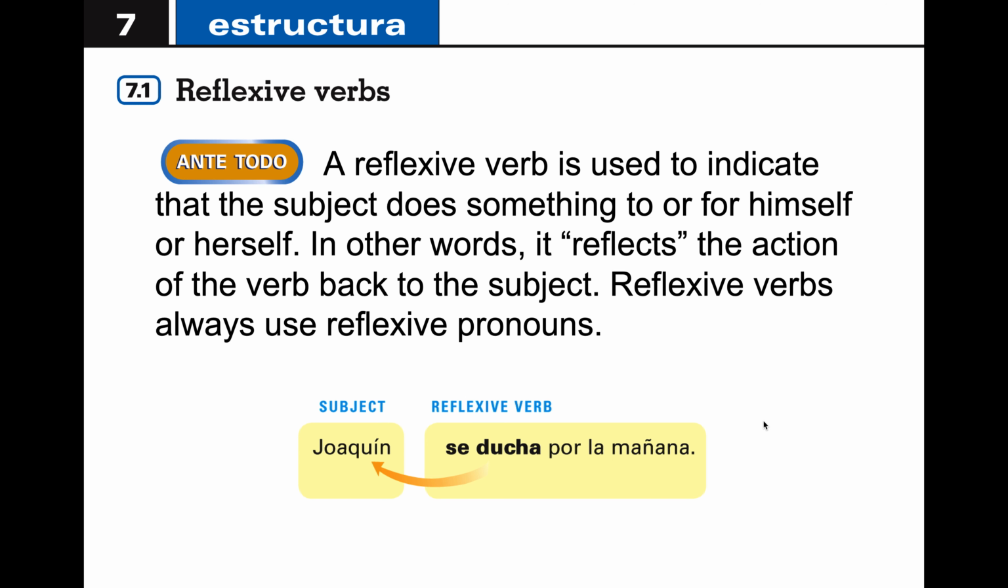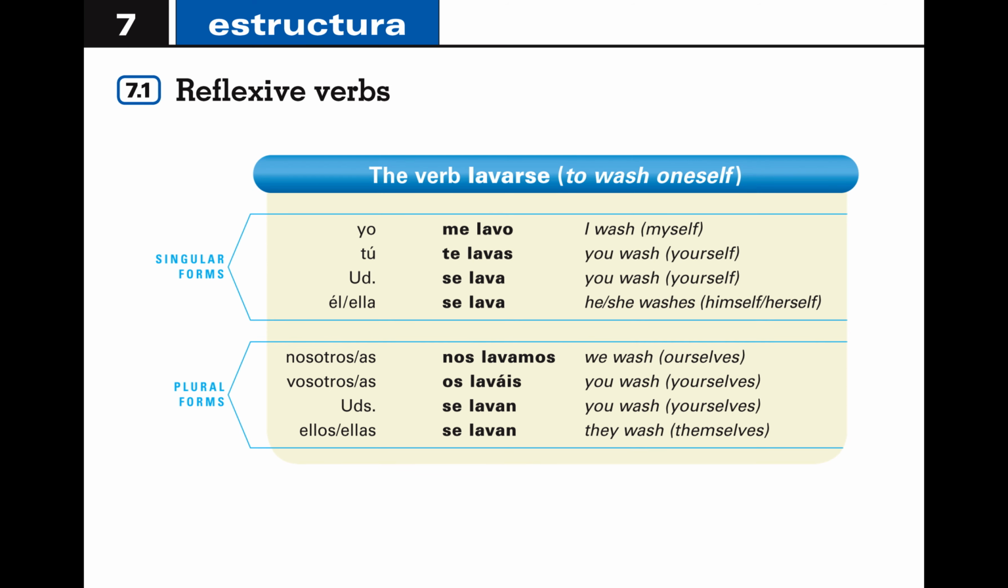We're going to take a look at the first section of grammar in Lección 7, which is going to be reflexive verbs. A reflexive verb is used to indicate that a subject, a person or a thing, does something to or for himself or herself. In other words, it's taking the action that's in the sentence and reflecting it back to the subject of the sentence. Reflexive verbs always use reflexive pronouns.